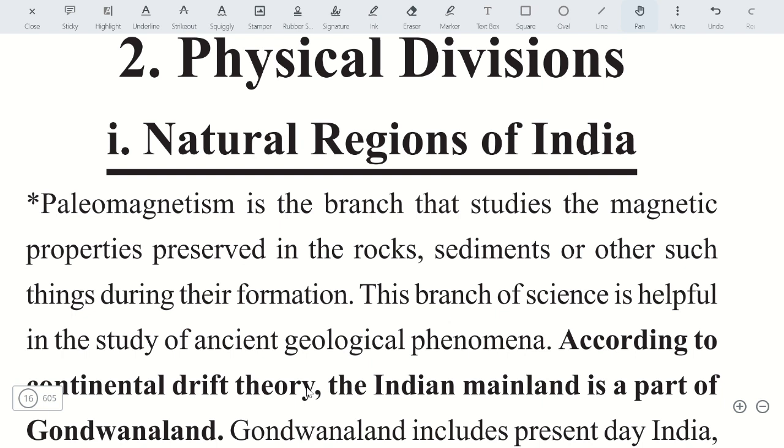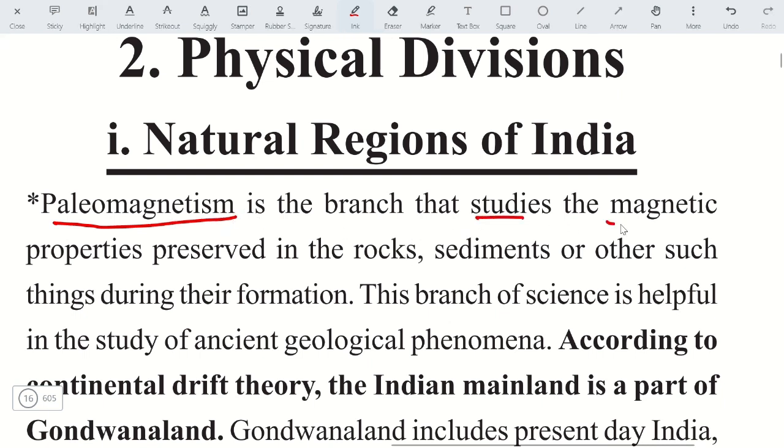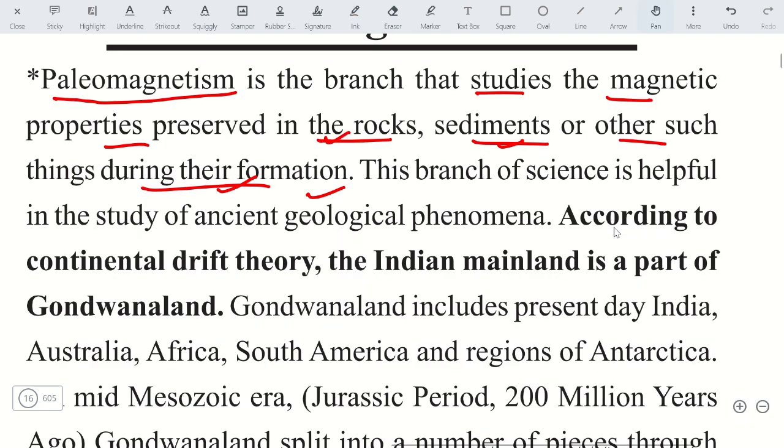We will explain some points. Let's see paleomagnetism. What is paleomagnetism? Paleomagnetism is the study of magnetic properties preserved in rocks, sediments, or other such things during their formation. That means when we study the magnetic property of rock and sediment and their formation, it is called paleomagnetism.